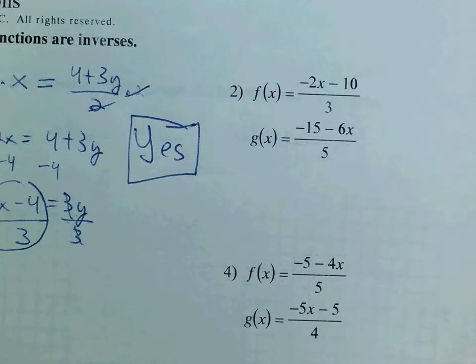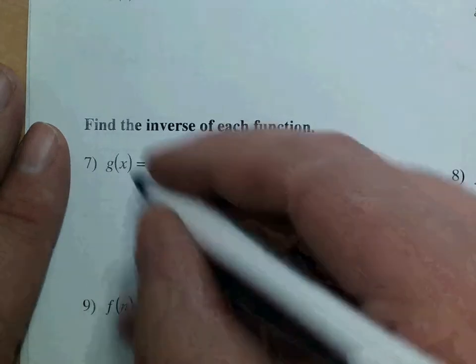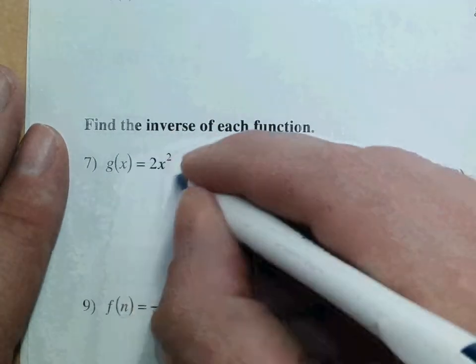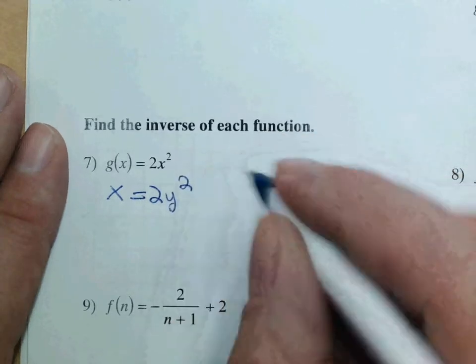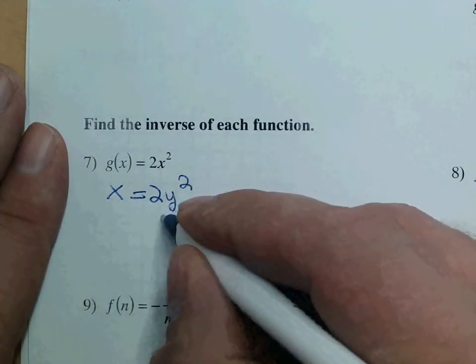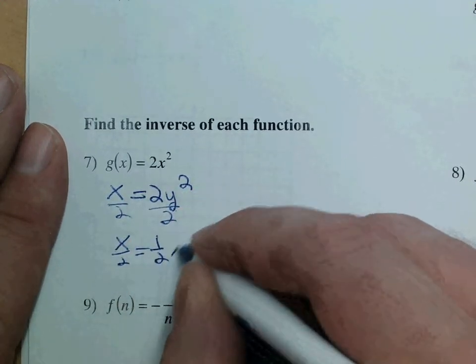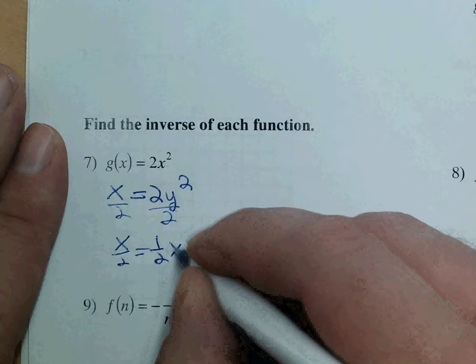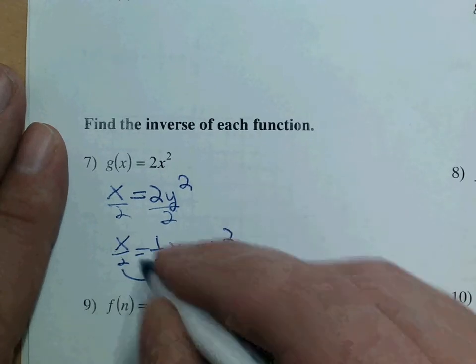All right. The next section says to find the inverse of each function. So we know how to do this. We just switch x and y. x equals 2y squared, and we need to solve for y. So we're going to divide by 2 because y squared is getting multiplied by 2. x over 2, or 1/2 x is probably a better way to write this, is equal to y squared.